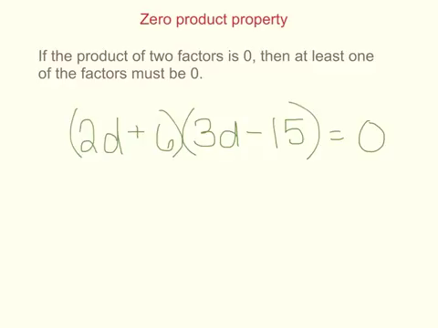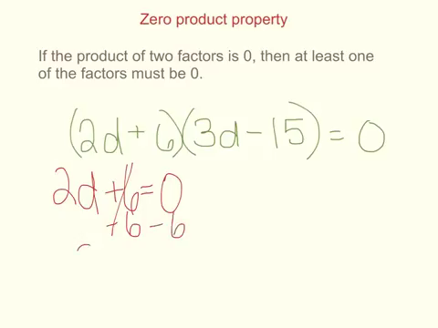And the last thing we're going to look at is the zero product property. What that means is if the product of two factors is 0, then at least one of the factors must be 0. So let's take a look at this example. Here we have 2d plus 6 times 3d minus 15 equals 0. You want to separate this into two equations and solve for d each time. The first one is just 2d plus 6 equals 0. So you would subtract 6 from both sides and get 2d equals negative 6. And then you get d equals negative 3.